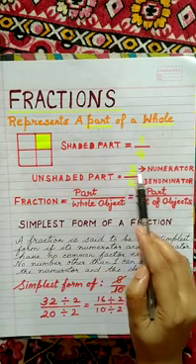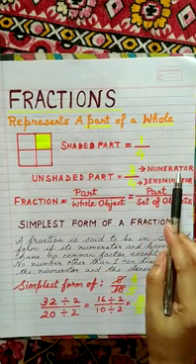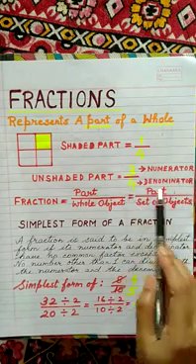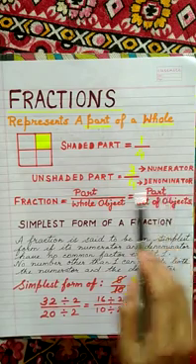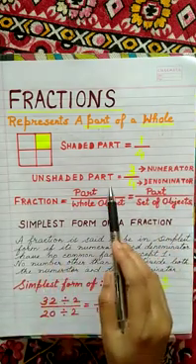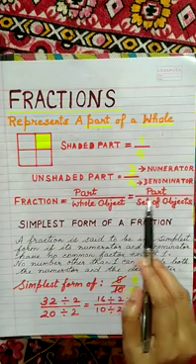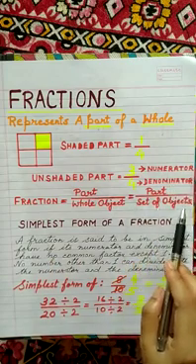The upper part of the fraction is called the numerator. The lower part of the fraction is called the denominator. So fraction is part by whole object or part by set of objects.